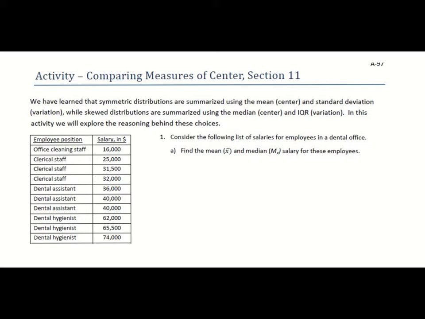All right, so Unit 2, Section 11, comparing measures of center. So now we're going to put the mean and median together and compare the two of them. As we have learned, symmetric distributions are summarized using mean and standard deviation, while skewed distributions use median and IQR. So again, symmetric uses mean and standard deviation, while your skewed distributions use median and IQR.